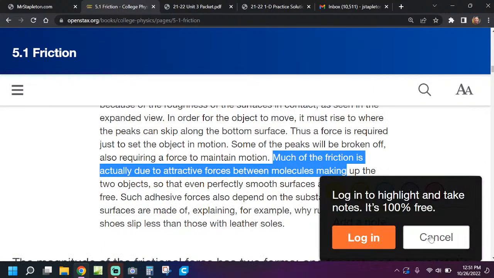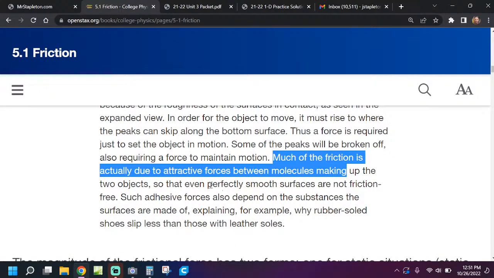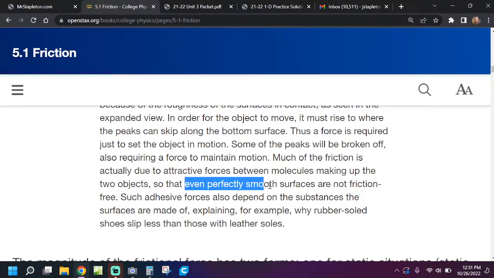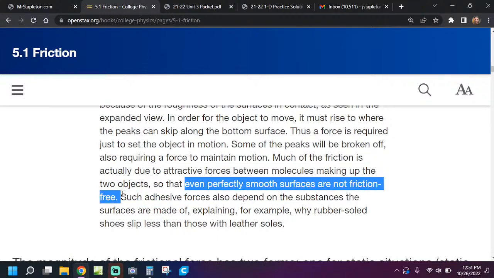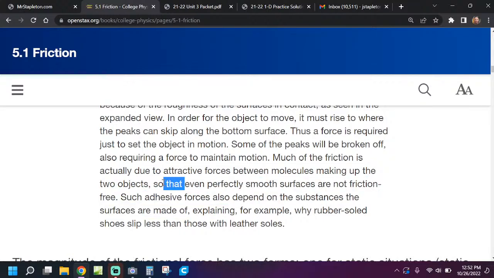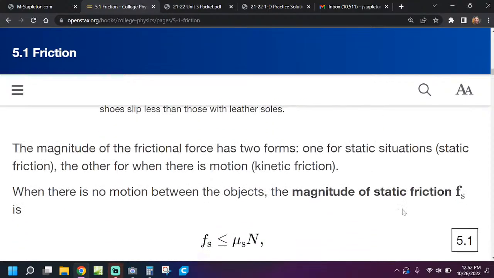Every time I highlight it does that. Asks me if I want to take notes or something. Even perfectly smooth surfaces are not friction-free. So can you imagine a really smooth surface that's still grippy? Like a rubber surface, for example. I don't want to let go of this. Oh, what if I go back to there? Hey. Haha. I did it.